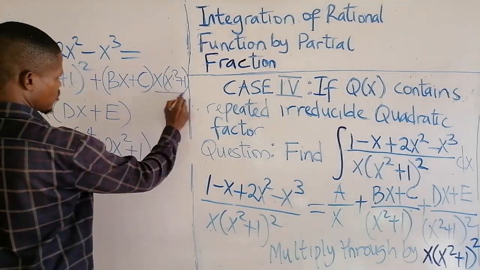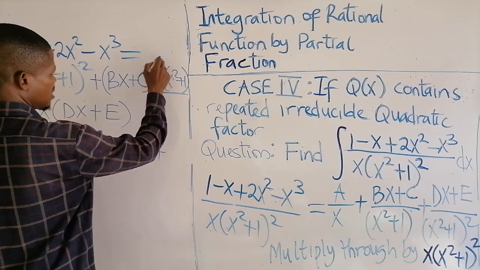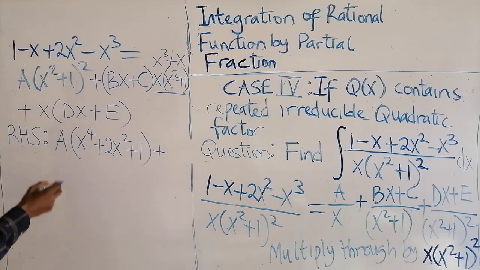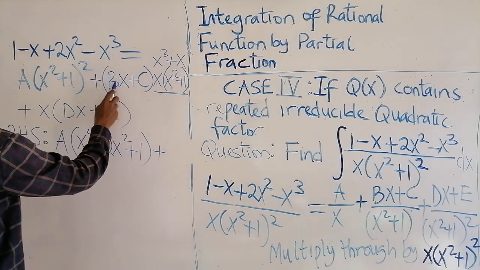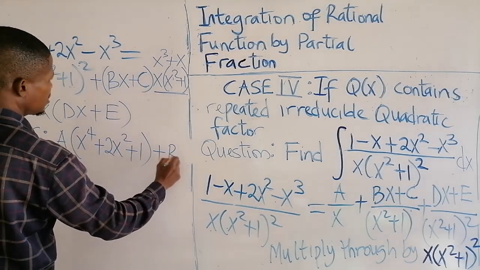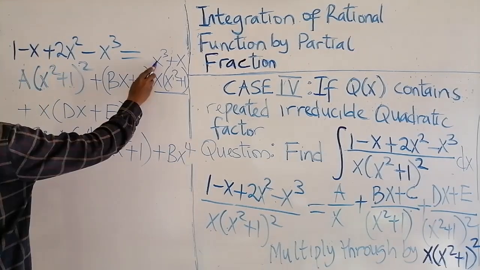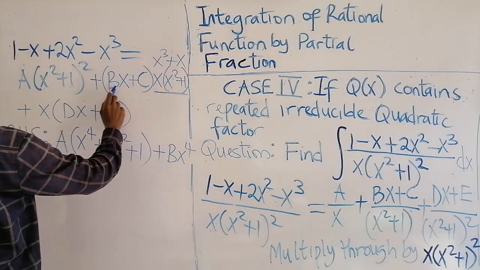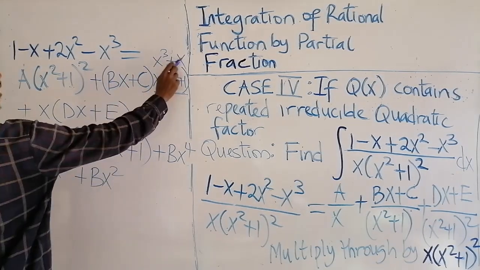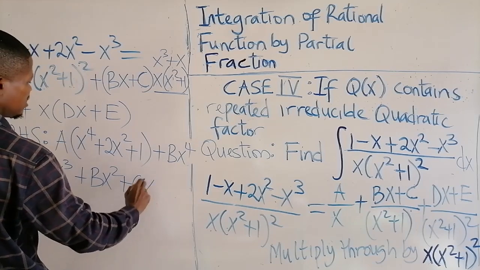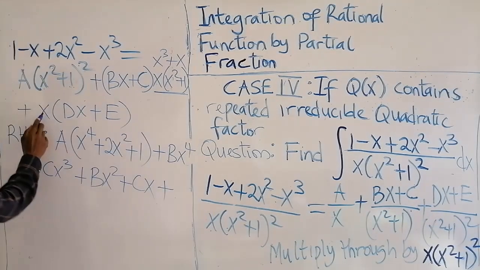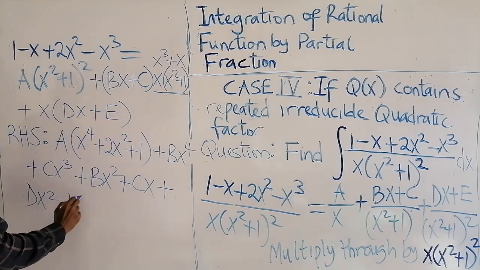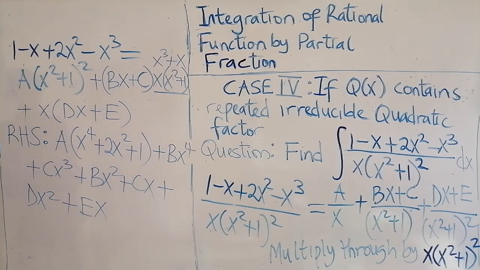Then plus, can we expand this one? This one times this one, that's x cubed, times Bx, that's Bx to the power 4, plus x cubed times C, that's Cx cubed. Then plus x times Bx, that's Bx squared. Then x times C, that's plus Cx. Then plus this one times this one, that's Dx squared. Then x times E, plus Ex. So that's what we have now.